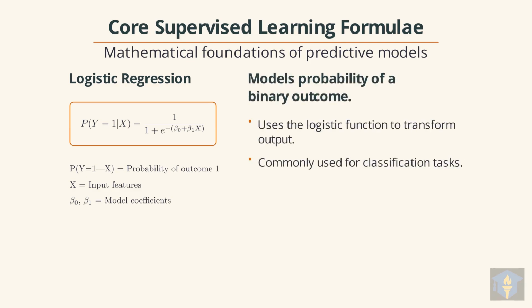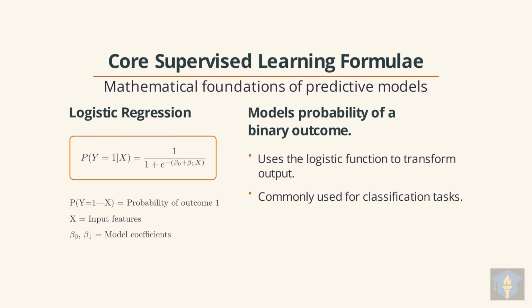This formula models the probability of a binary outcome, like yes or no, or spam or not spam. It uses the logistic function to transform the output into a probability, ranging between 0 and 1. Logistic regression is commonly used for classification tasks due to its ability to predict probabilities for categories.